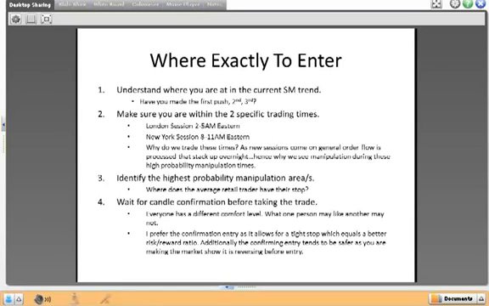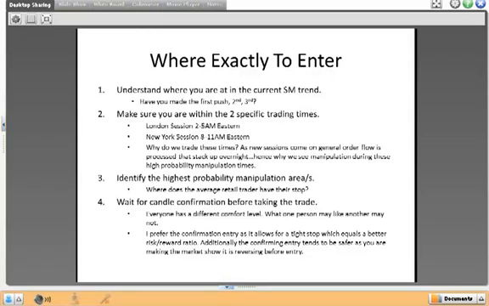Okay, where to enter exactly? And this was the big question that we had. Let the slider catch up here. All right, so this is the big question that we had, and the big question that was repeated over and over.